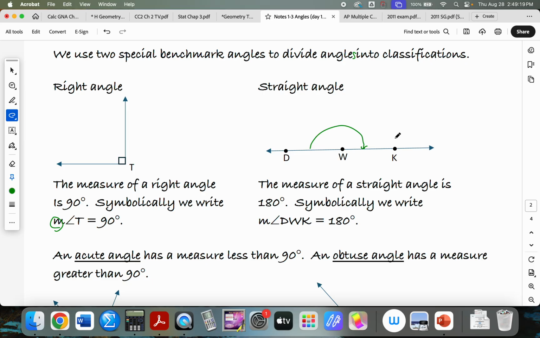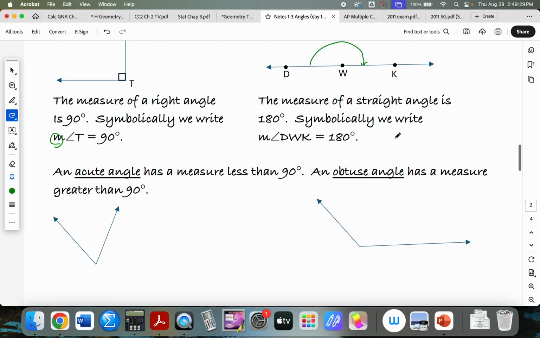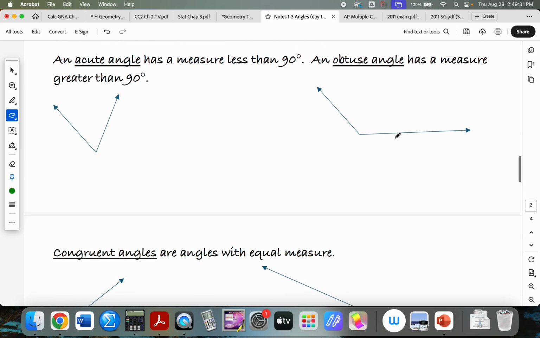Again, when you get to pre-cal, you'll do angles that rotate around and are 800 degrees and stuff like that, where they spin around and around a couple of times. But that's for a later day. So, two terms that you do need to know. We don't use them a lot for problems, but we use them a lot to describe things. An acute angle has a measure less than 90, and an obtuse angle has a measure greater than 90 degrees. So this is an acute angle, and this is an obtuse angle.